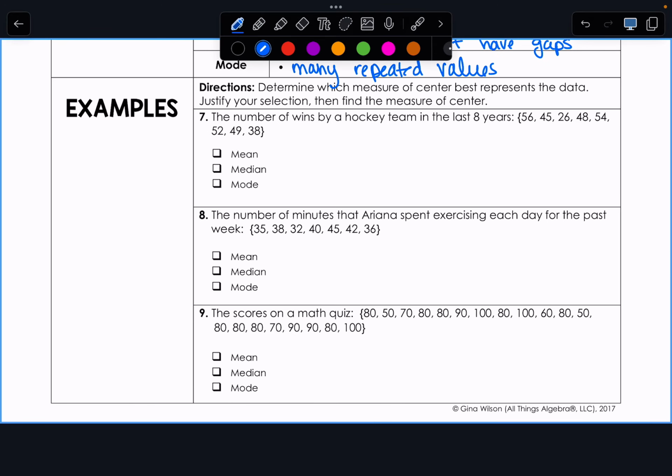All right, so we have these three to determine which is the better middle: mean, median, or mode. So I want you to just look at those briefly and have a conversation at your table about what you think the best measure of the center is.